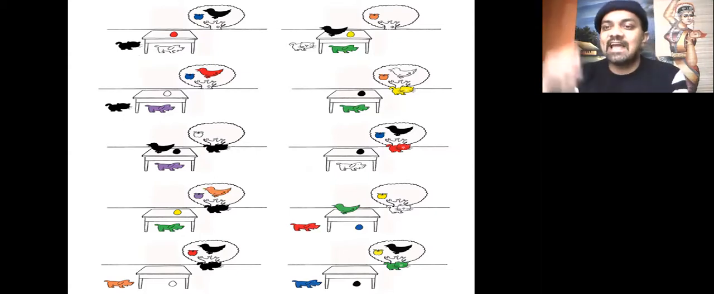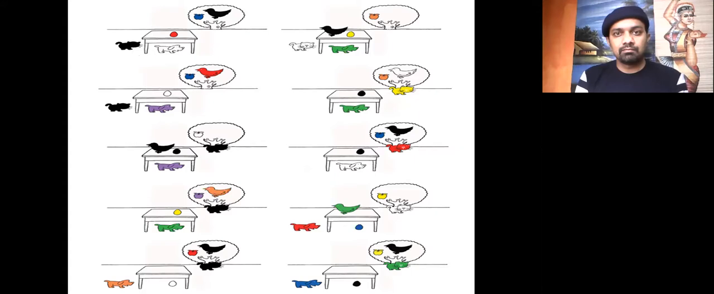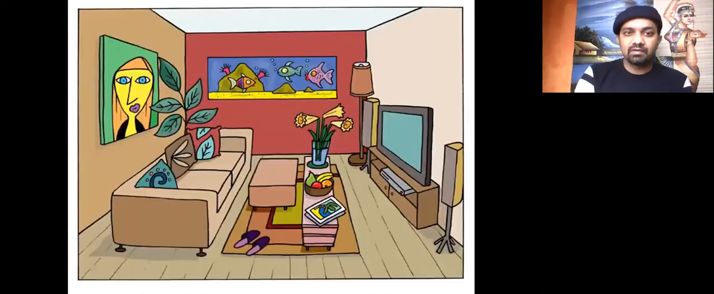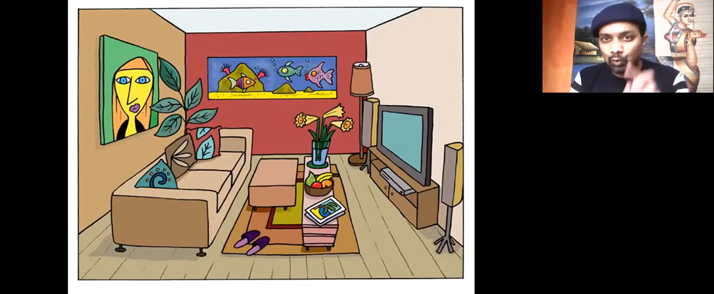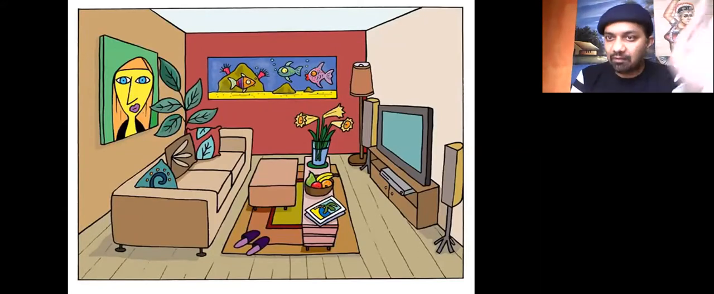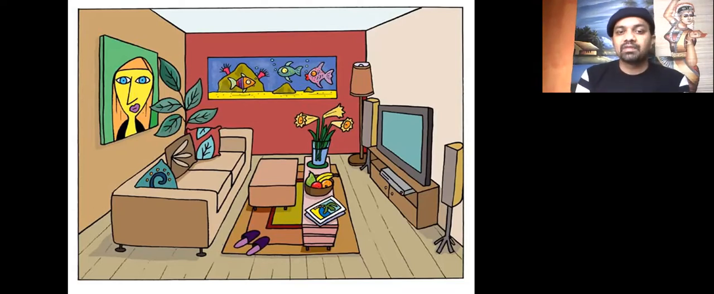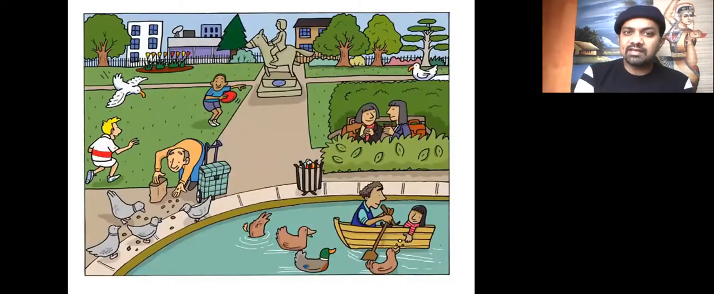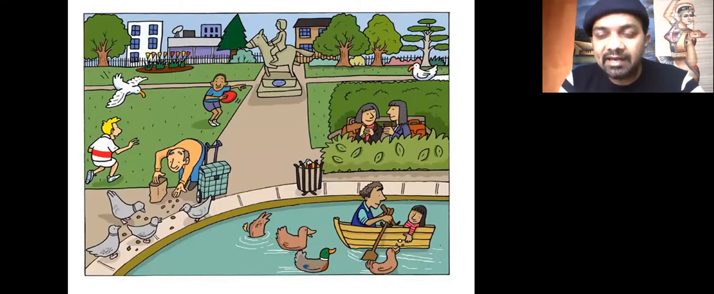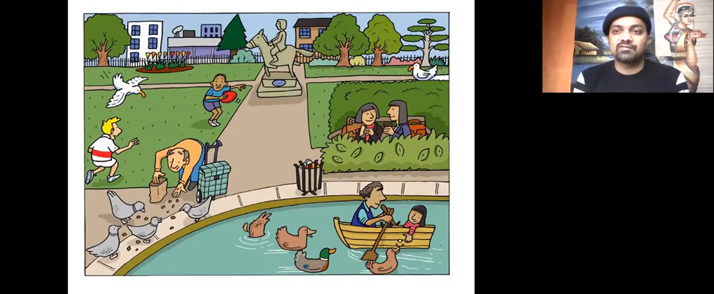So you can extend the activity. You can teach prepositions at the same time. The bird is on the table. The vase is on the table. The TV is in the room. On, in. The fishes are on the wall. On. The picture of fishes is on the wall. On. There is a sofa in the room. In. So you can construct sentences and at the same time enable them to understand other parts of speech in the sentence.